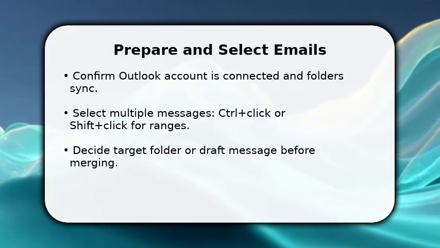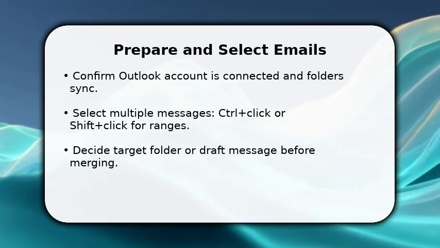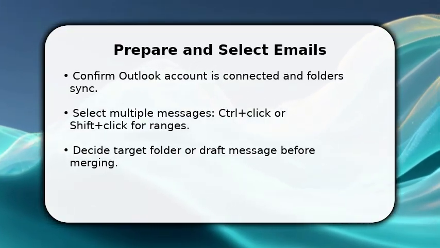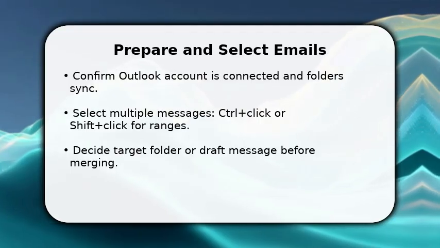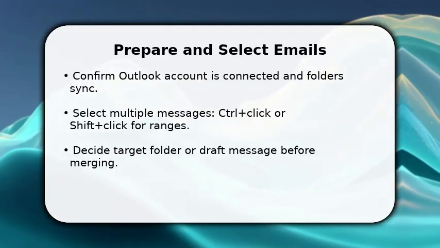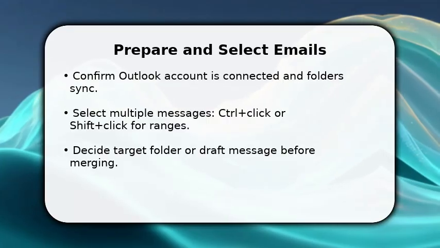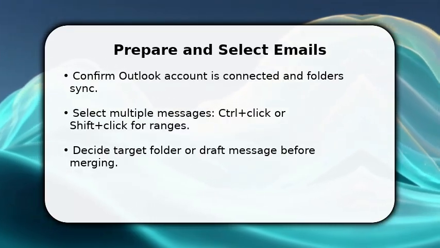You start by preparing the messages you want to merge. Pick the folder and verify Outlook is synced so nothing is missing. Use Ctrl+Click to pick non-consecutive emails or Shift+Click to grab a block. This saves time and avoids duplicates.